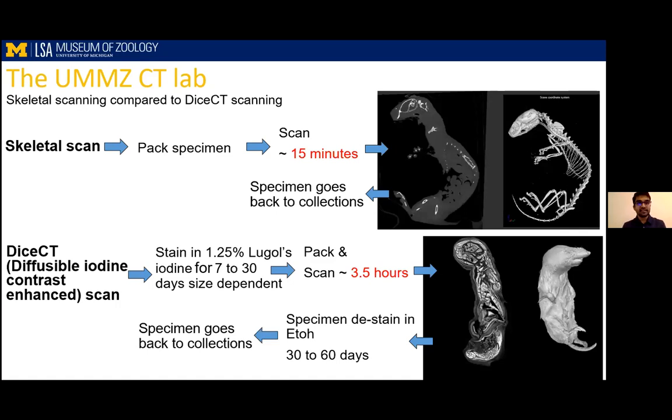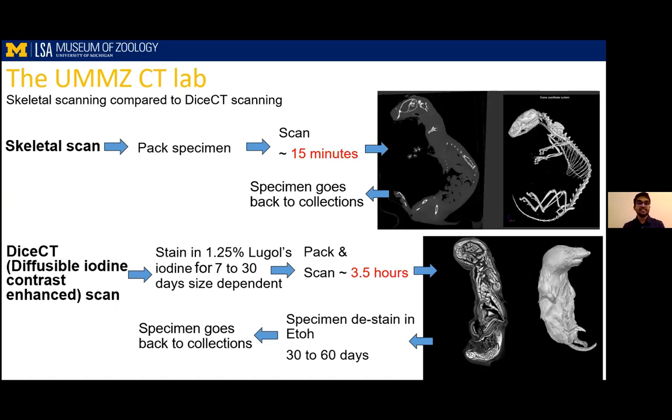A skeletal scan, generally speaking, is a much faster scan. It takes about 15 minutes. We can pack the specimen, stabilize it in the way that I mentioned earlier, get it in the scanner, get the scan completed, reconstruct the data, and then put the specimen back into the collections.